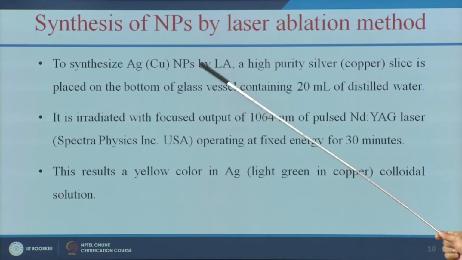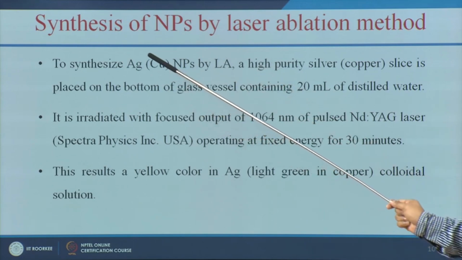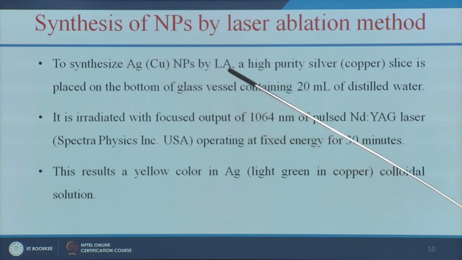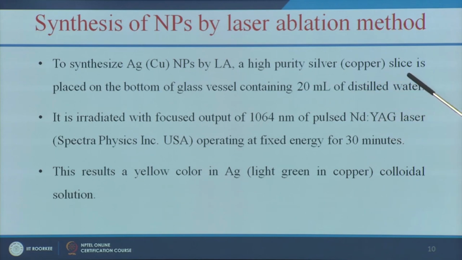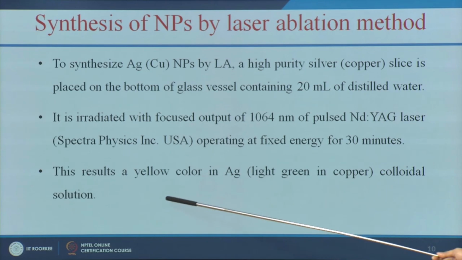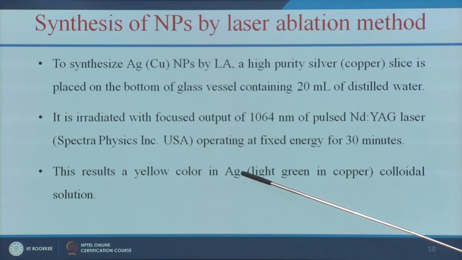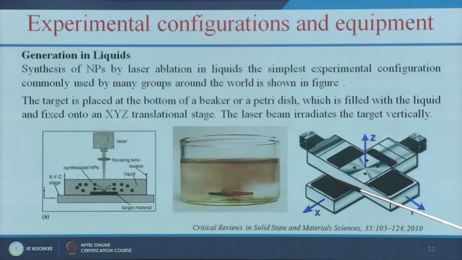How to synthesize these nanoparticles by laser ablation? If you want to synthesize silver nanoparticles by laser ablation, you need a high purity silver slice, and if you want to make copper nanoparticles, you need a high purity copper slice at the bottom of a glass vessel containing 20 ml of water. And if you apply laser light like a 1064 nanometer pulsed Nd-YAG laser operating at a fixed energy for 30 minutes, this will result in a yellow color in the case of silver nanoparticles, and it will appear light green in the case of copper nanoparticles.